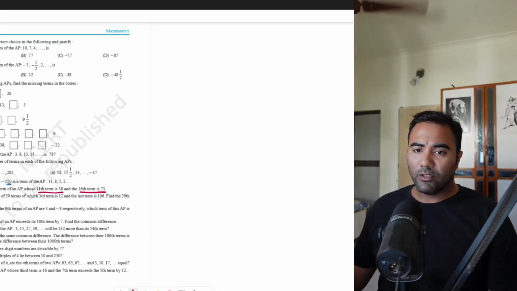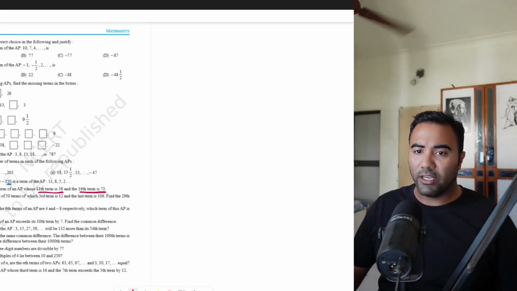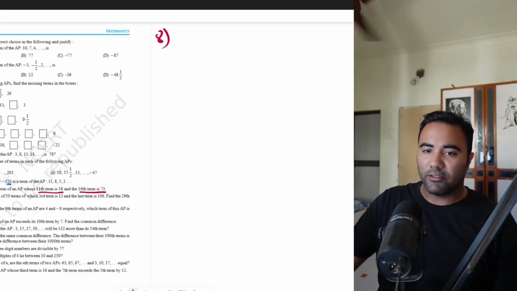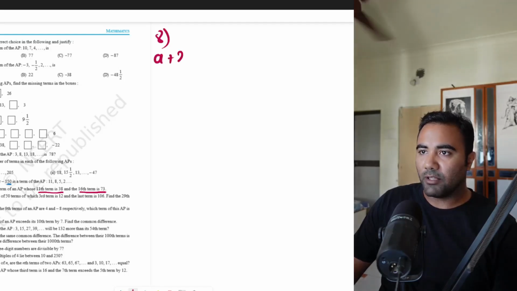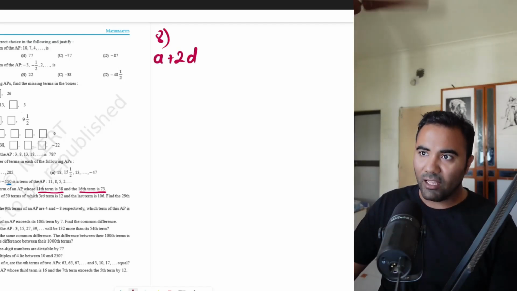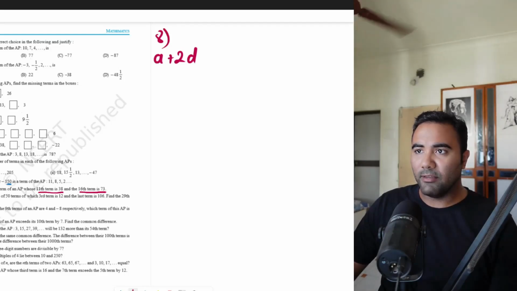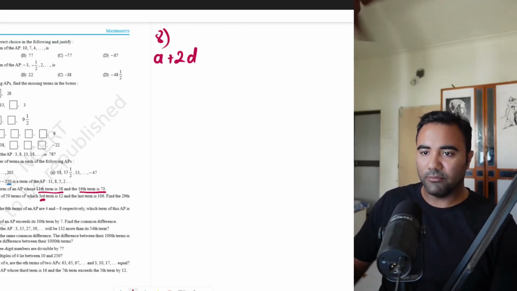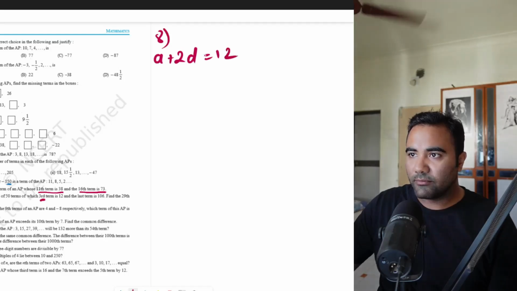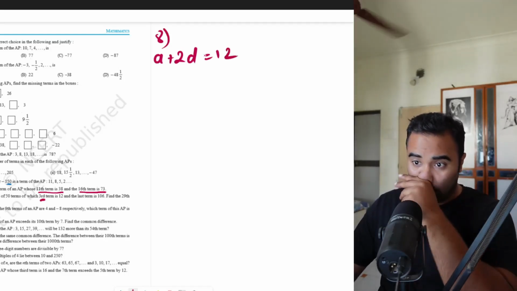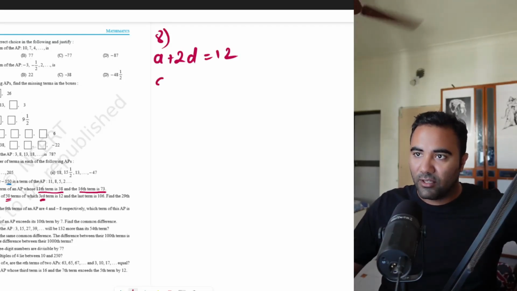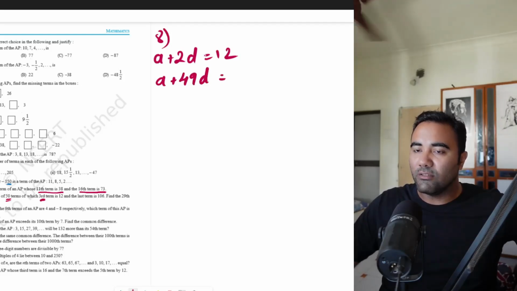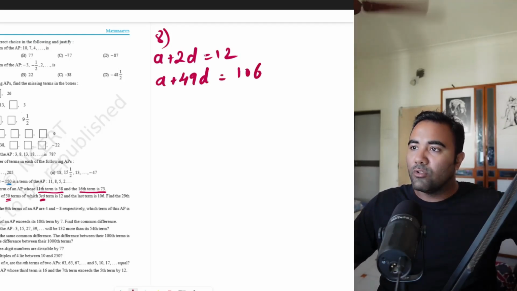Chalo. Question number 8. Now such kinds of questions will start. An AP consists of 50 terms. The total number of terms is 50, of which the third term is 12. The third term is a plus 2d. How did I get 2d? a plus 3 minus 1 d, because it is the third term. So a plus 2d is equal to 12, and the last term is 106. If there are 50 terms in total, the 50th term is 106. So a plus 49d is equal to 106. These are the two equations.